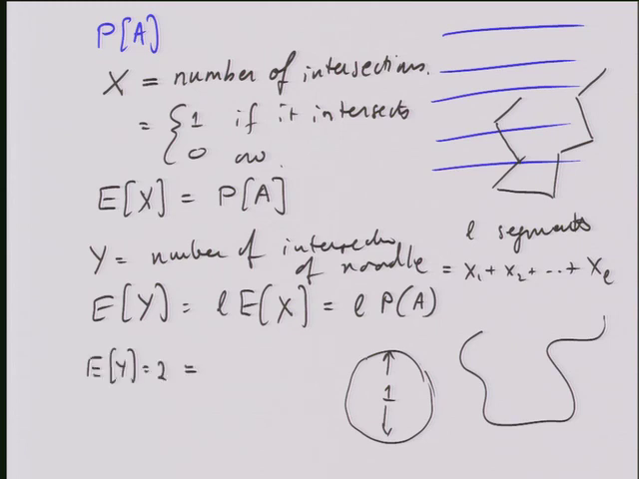It's always 2. And this is the length of the noodle, which is what? 2 pi? No, it's pi, sorry. Yes, it's pi. So 2 equals pi times the probability of A. Okay, so that's it. Probability of A is 2 over pi.